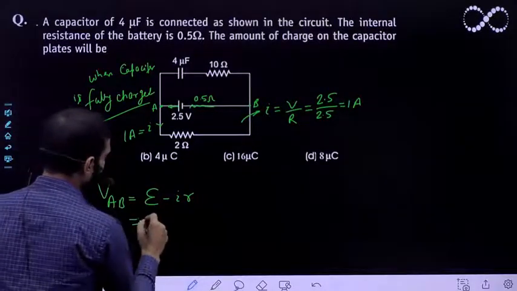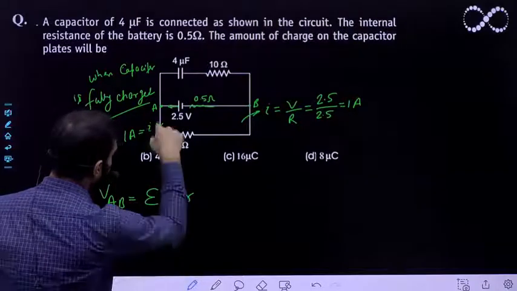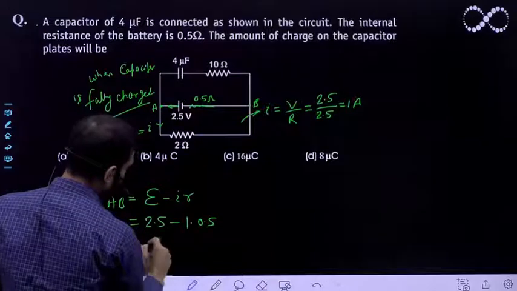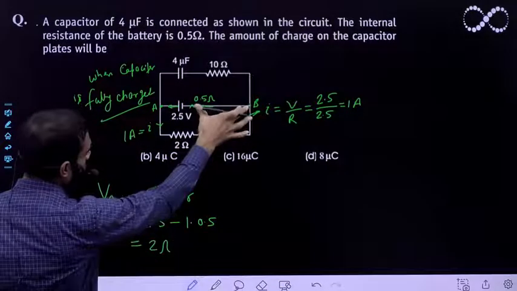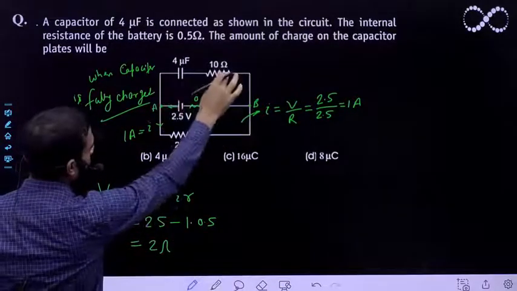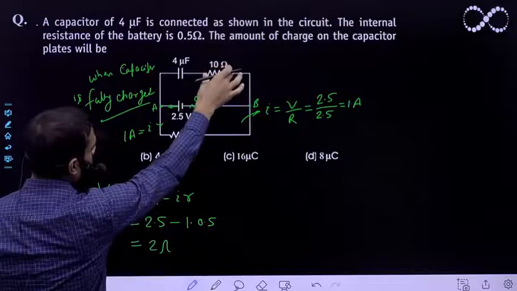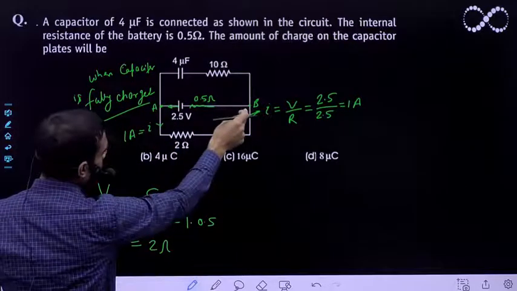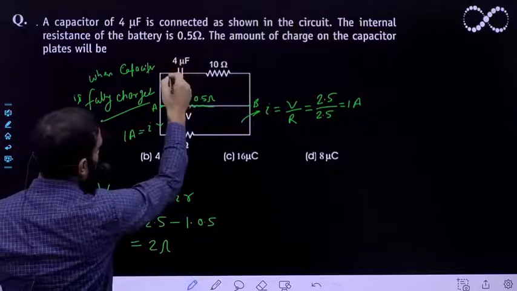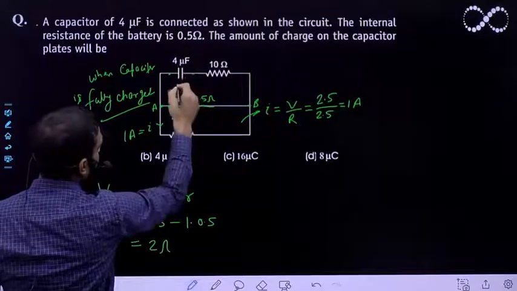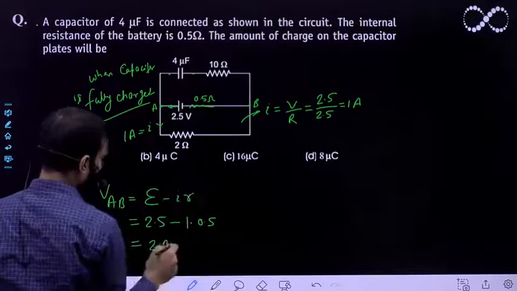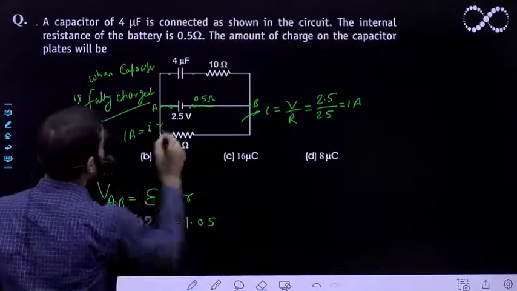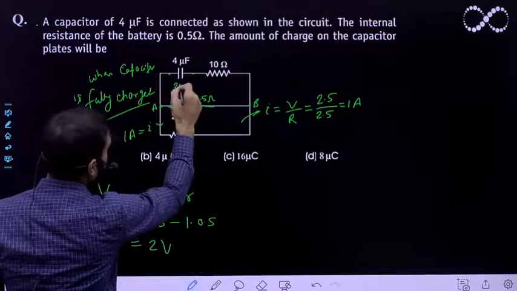E is given here, that is 2.5, minus I, which is 1, times the internal resistance 0.5. So that will become 2 volt. The potential difference across AB is 2 volt, and there is no current in the upper part, so the potential difference across the 10 ohm resistor will be 0. Whatever potential difference is across AB will appear only across the capacitor. So across this capacitor, the potential difference will be 2 volt.